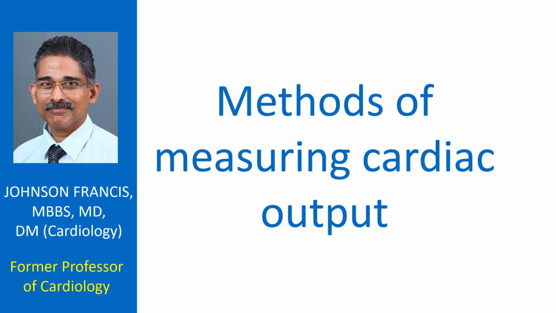Cardiac output is the volume of blood pumped out by the heart in a minute. It is the product of stroke volume and heart rate. With a nominal stroke volume of 70 ml and a nominal heart rate of 72 per minute, it comes to around 5 liters per minute.